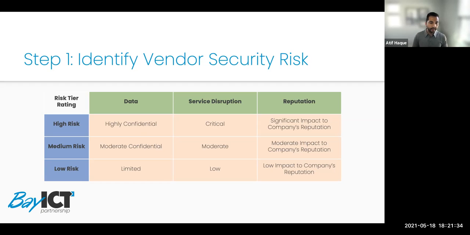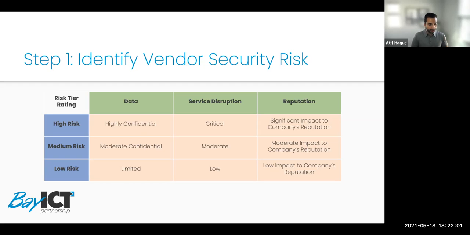The idea here is that for high risk vendors, you definitely want to perform a more thorough due diligence or assessment on that vendor. What's driving the high risk are the criteria you see on the top: data, service disruption, reputation. Data is all about what type of data they are processing. What data is this vendor storing in their environment? They're definitely collecting something from your organization and storing it in their environment.